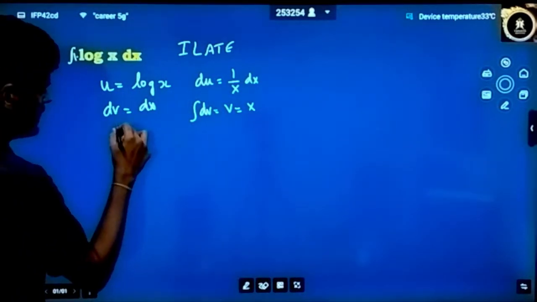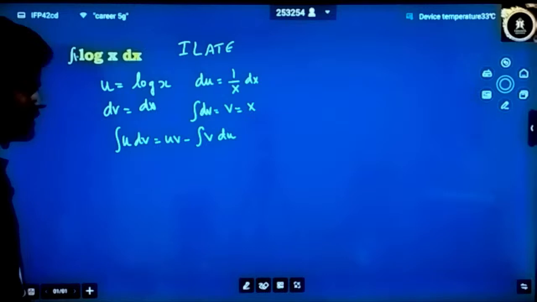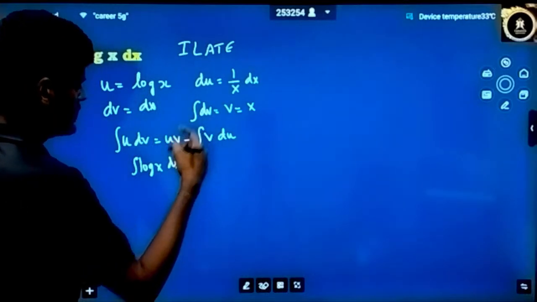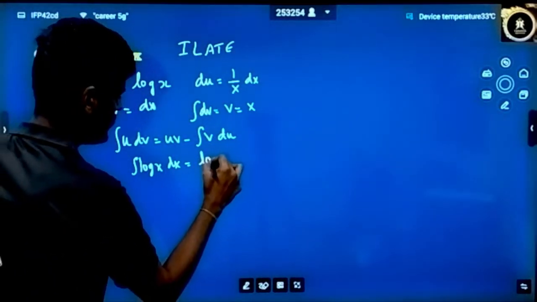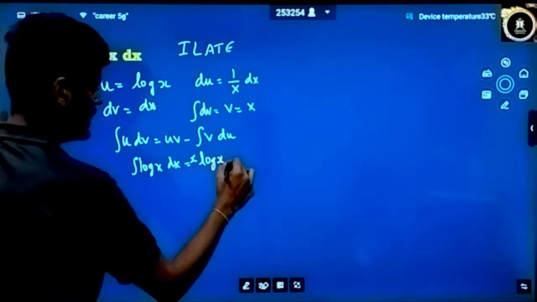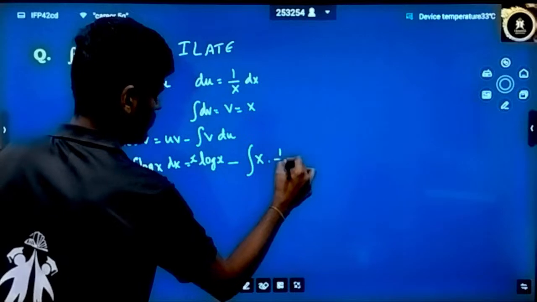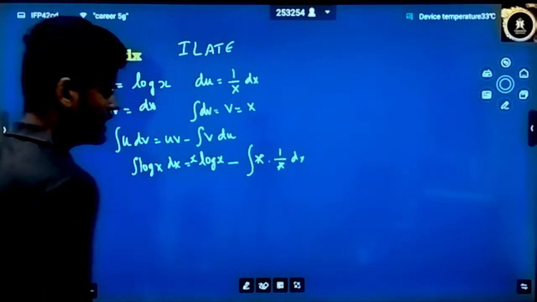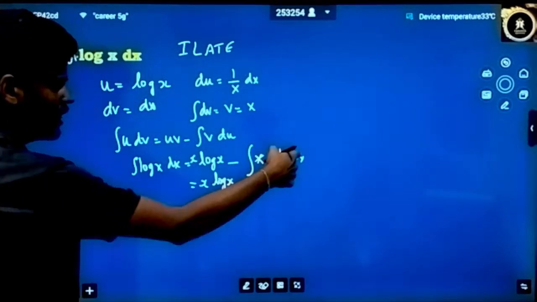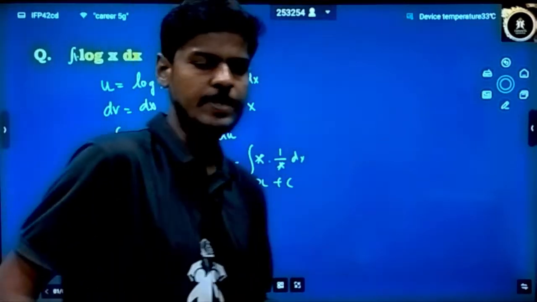Now what is the formula? Integral of u dv is equal to uv minus integral v du. That means integral of log x dx is equal to first value u, that is log x, into v, that is x. So it will be x log x minus integral of v, that is x, into du, that is 1 by x dx. So these two will get cancelled. So what is the final answer? Here we will get x log x minus integral of 1 dx, that will be x plus constant. So the final answer is x log x minus x plus constant.